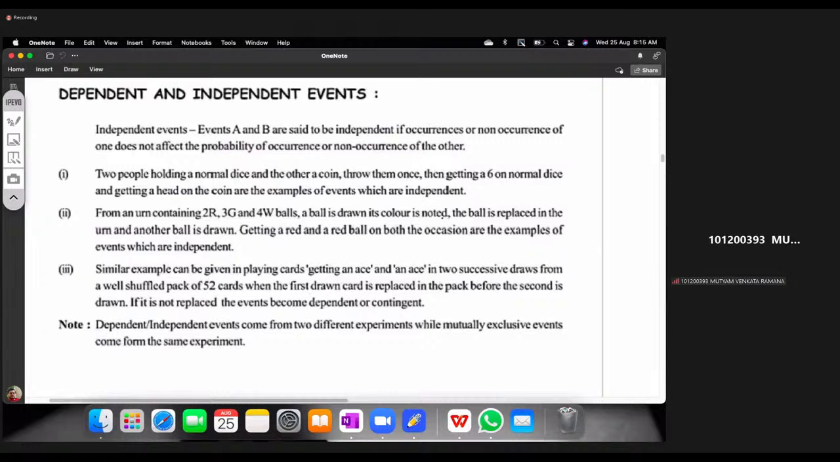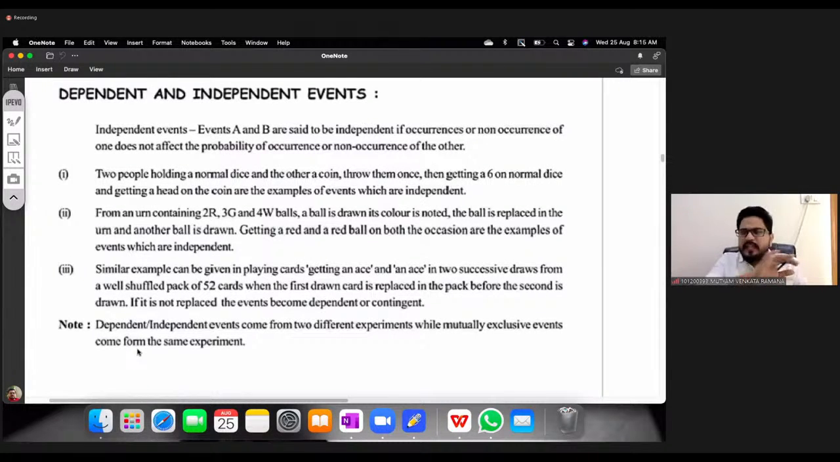Dependent and independent. Here, one thing: I am covering the theory completely, and you just prepare for this week. Whatever the exam is for this week, accordingly you follow, but I'm going to cover up everything.